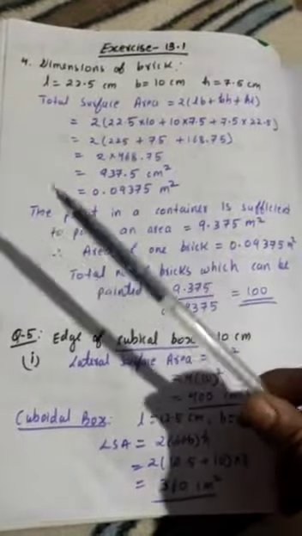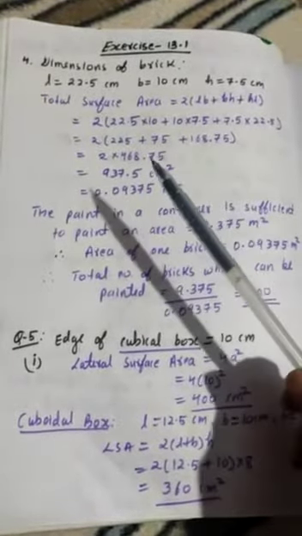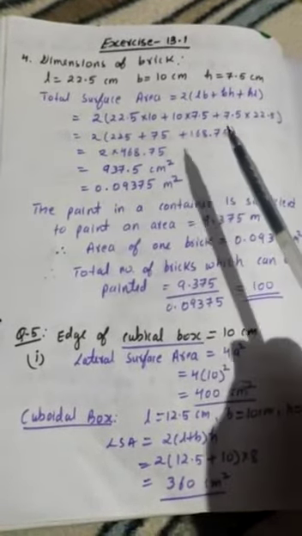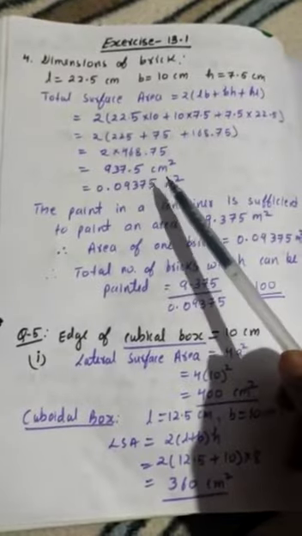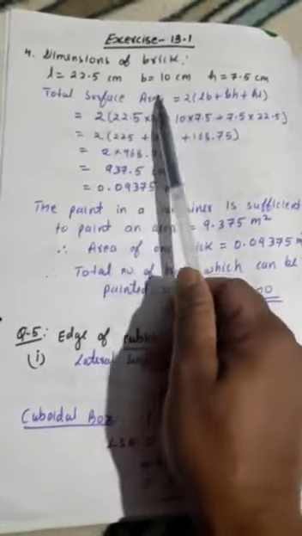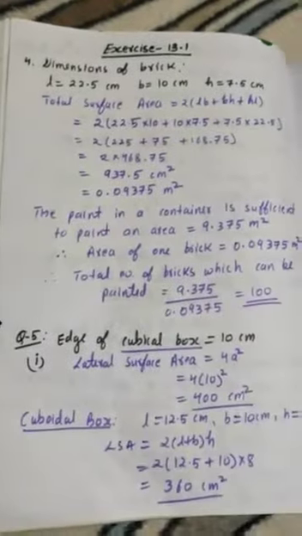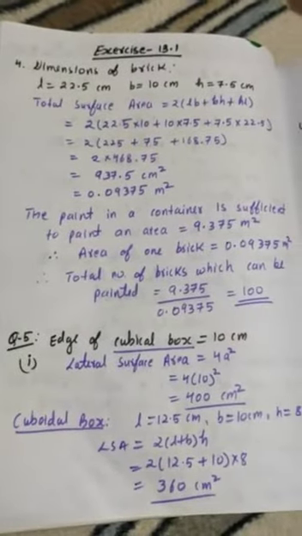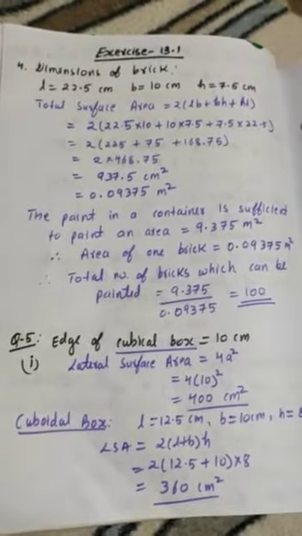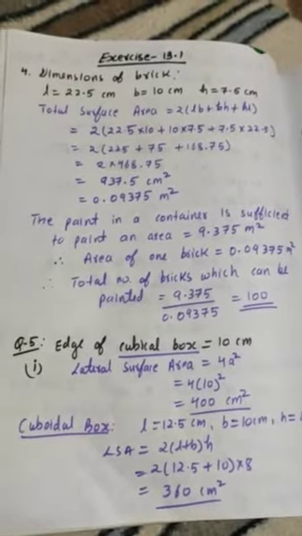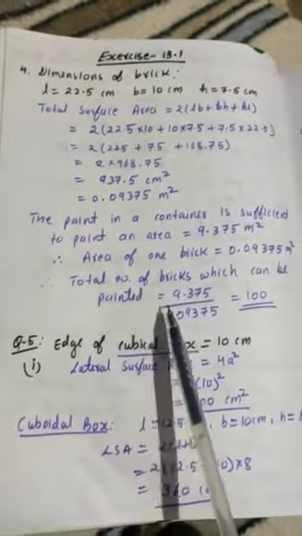So, we are going to do the fourth question, in which the dimensions of a brick, which is of cuboidal shape, are given: its length, breadth and height. You have to find out the total surface area. First of all, why do we have to find the total surface area? Because the question says you have to paint the brick.